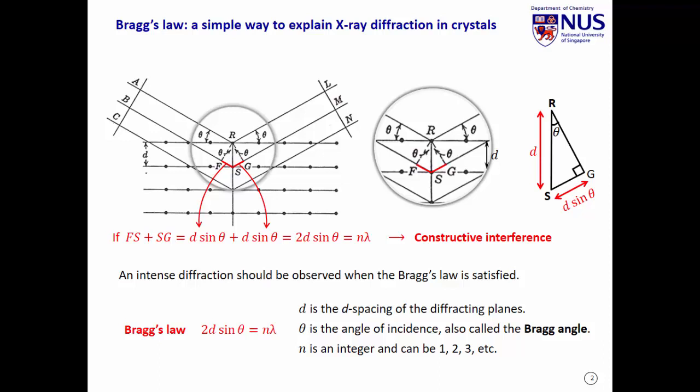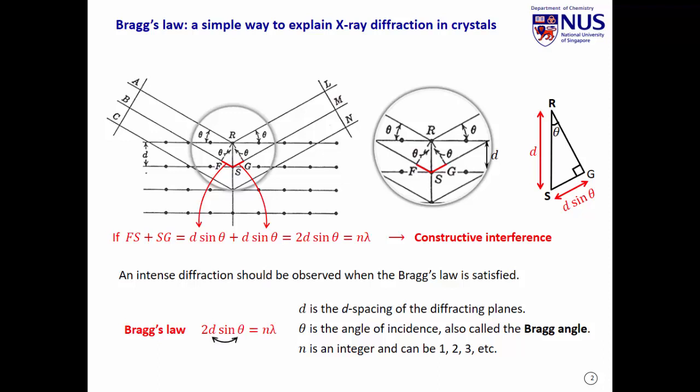Here, d is the d-spacing of the diffracting planes. Theta is the angle of incidence, and is also called the Bragg angle. n is an integer and can be 1, 2, 3, etc. For the first order diffraction, n is taken as 1.